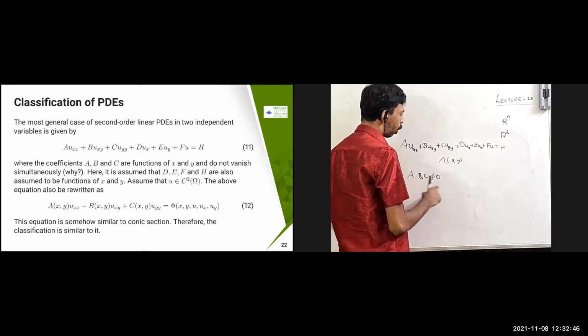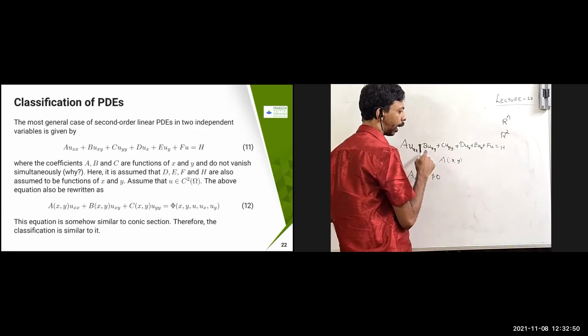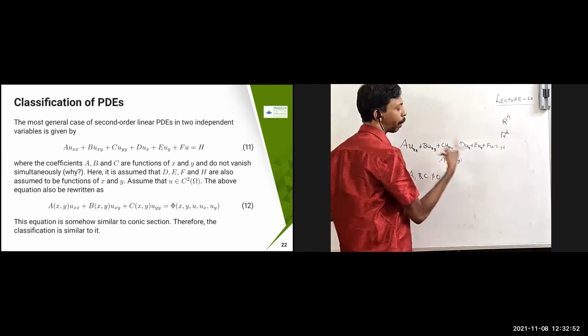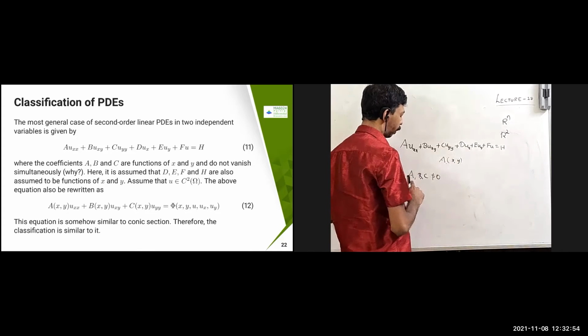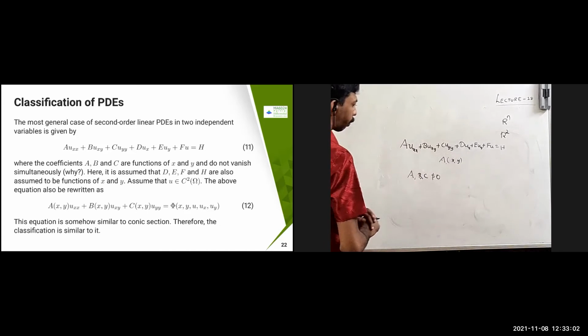If all three are simultaneously 0, it is no longer a second order linear PDE. It will become a first order linear PDE. So we are going to assume that A, B, C are not all equal to 0. At least one of them should be not equal to 0. Not everything is simultaneously 0. So that is assumed.